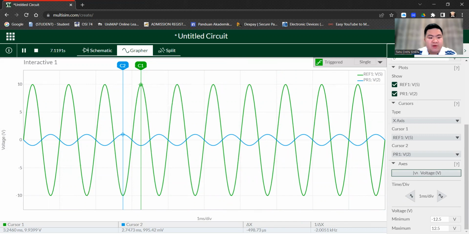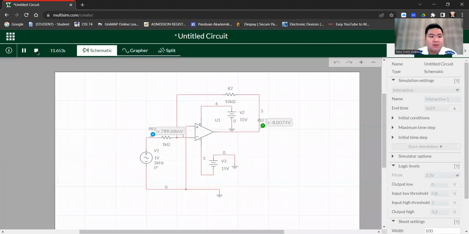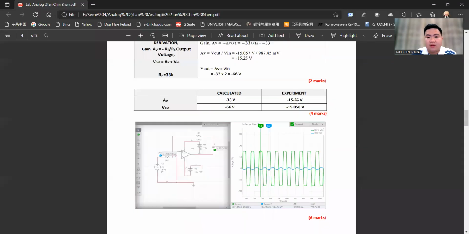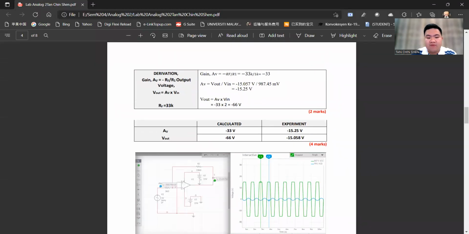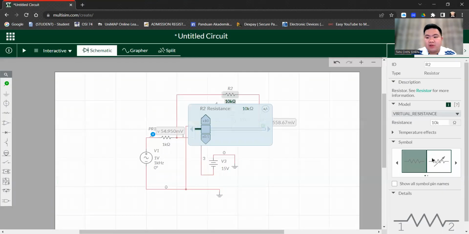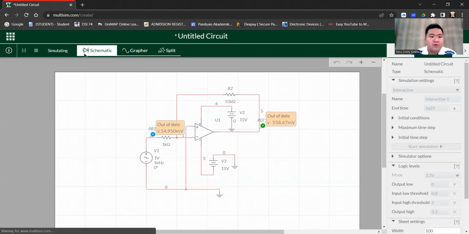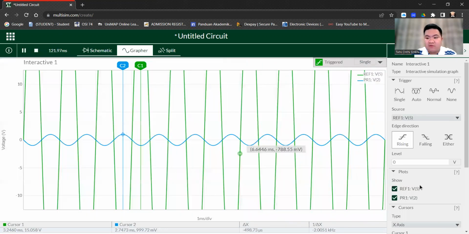My maximum peak value is 9.9 volt for voltage output, and for voltage input it is 995.42 millivolt. This is my schematic, and for probing I get this result. Then the third one is 33 kilo ohm for RF. Same here, I will change it to 33 kilo ohm. Then I run, and this is my graph.